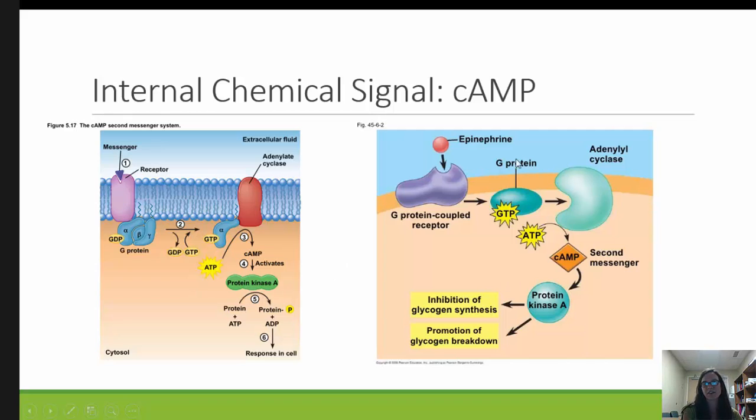Now let's look at a specific example. Epinephrine. We know that's a stress response hormone, a neurotransmitter. The epinephrine docks on its receptor, activates this G protein, which eventually activates this adenylate cyclase. The adenylate cyclase transforms ATP into cAMP. So the epinephrine was our first messenger, and the cAMP becomes our second messenger. That activates this kinase, protein kinase A, and that's what actually has the impact on the cell. That inhibits glycogen synthesis and promotes glycogen breakdown.